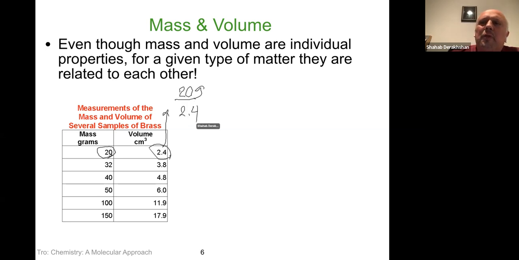2.4 cubic centimeter. So if you do the math, you may get a number, which is going to be your density. So obviously this is one way to measure density.